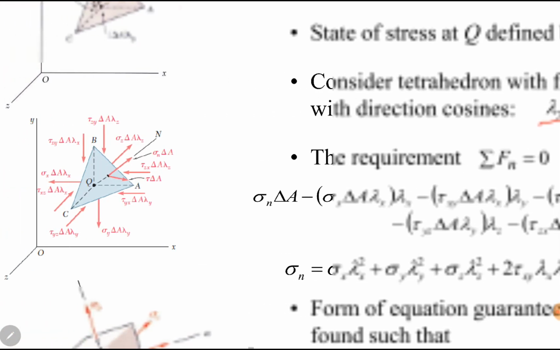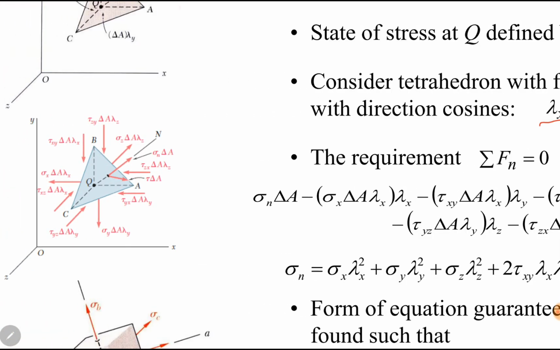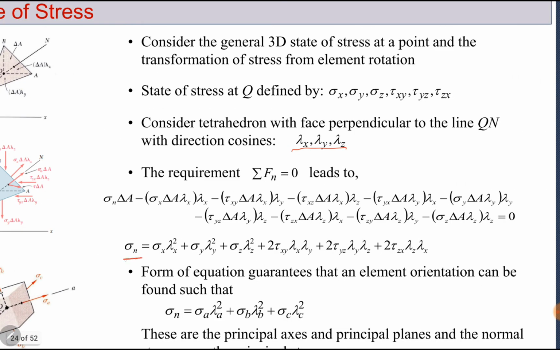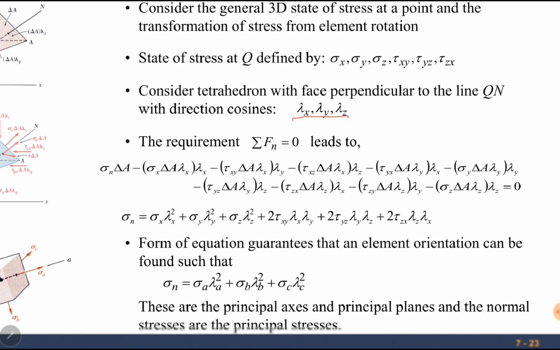And perpendicular to this surface is direction n. Similar to our previous method, you can find sigma n here. I do not want to repeat it here. It is not included in your course, but I am just doing it because we have to draw a 3D Mohr circle. And this is the normal stress in direction n for a 3-dimensional state of stress. Here sigma x, sigma y and sigma z are normal stresses in the x, y and z directions. Tau xy, tau yz and tau zx are shear stresses. Lambda x, lambda y and lambda z are direction cosines.